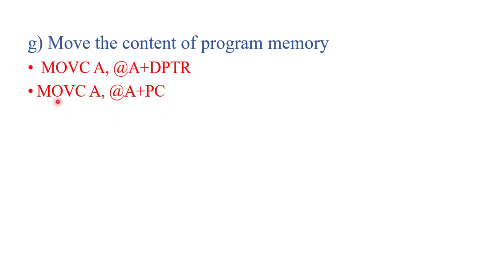Next instruction is MOVC A, @A+PC. PC is the program counter register. So here @A+PC tells that the content of accumulator register is added with the content of program counter register and the result is the address of the memory location where data is stored. So that data is copied into the accumulator register. So these are the example of move instructions.